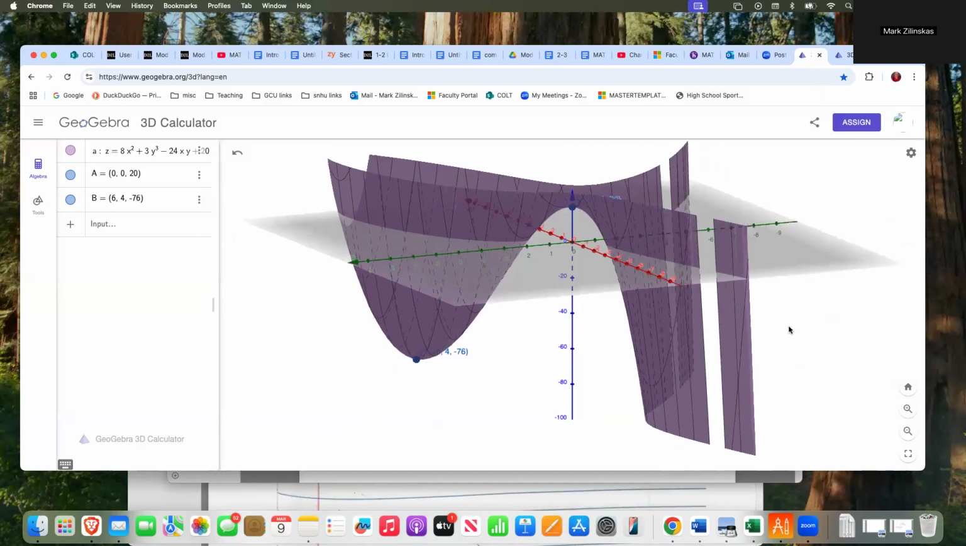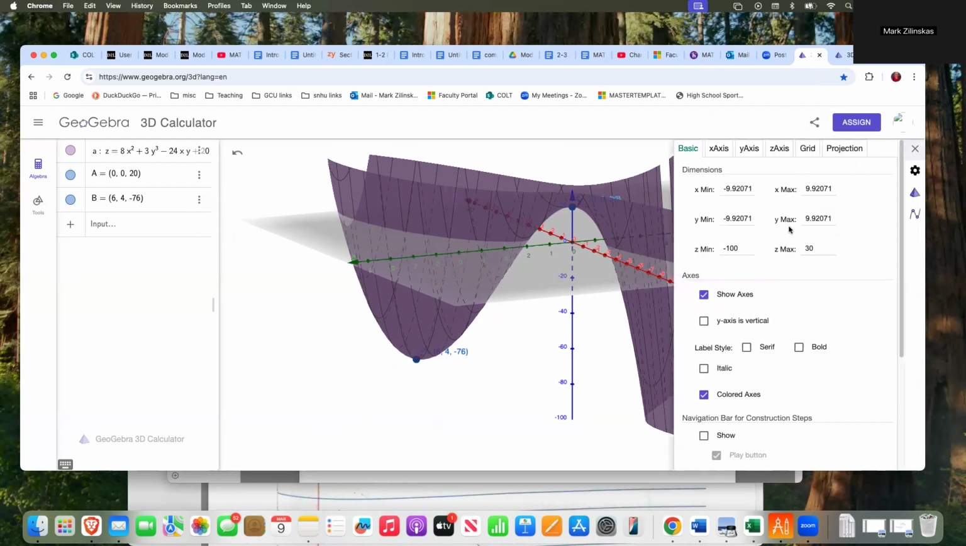And the other thing is, again, you've got to be careful here. Notice how I had to change the settings of the graph here. I had to make sure that my z-axis went all the way down below negative 76 in order to see the minimum value. And I had to go up here because this was a 20. I just went up to 30 just to make sure that I could see that saddle point.